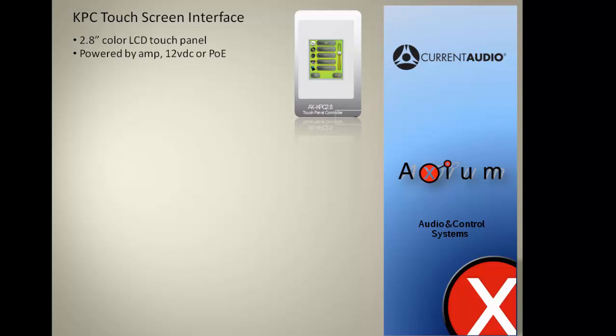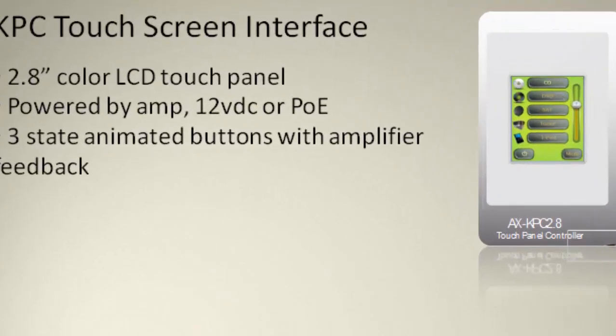As long as you have power over Ethernet, you can either have a PoE injector or a PoE switch to power this keypad. It is a network device when used with an R4 or R1. R4 or R1 will be discussed in later videos. It has a three-state animation button. In other words, if I push this button right here, the CD button, I can make it change colors to let me know that that button is actually selected.